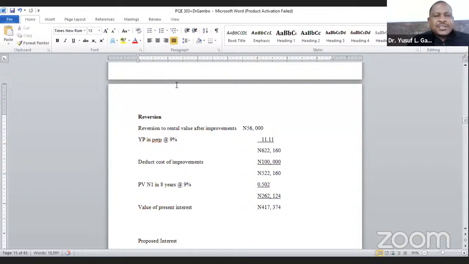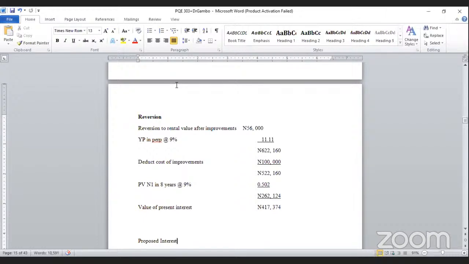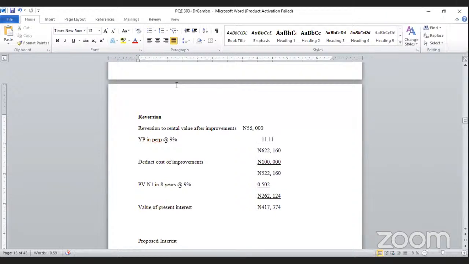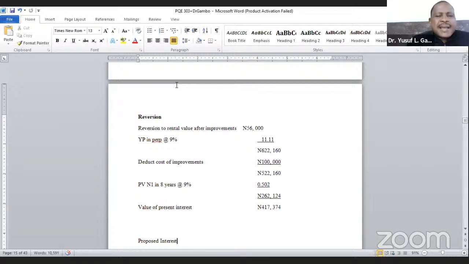Now, YP in perpetuity at 9%. You know why we are using YP perp at 9%? Since it was 10% previously, we can't query that. That is 11.11. When you multiply, you have 622,160. You deduct the cost of improvement, which is 100,000, and you have 522,160.